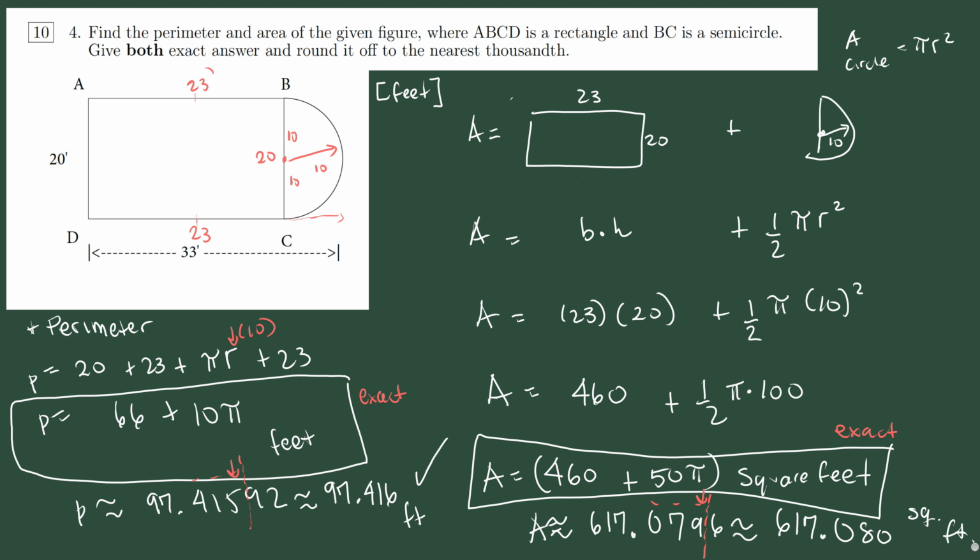To find the perimeter, we needed to find half of the circumference. And also to find the area, we needed to find the area of the rectangle plus the area of the semicircle. Don't forget that they were saying here specifically, give both the exact answer and then round it off to the nearest thousandth. So always read the instructions. And the units are feet, so everything is feet, good. And my area should be in square feet. Perfect. Let's move on to the next problem.